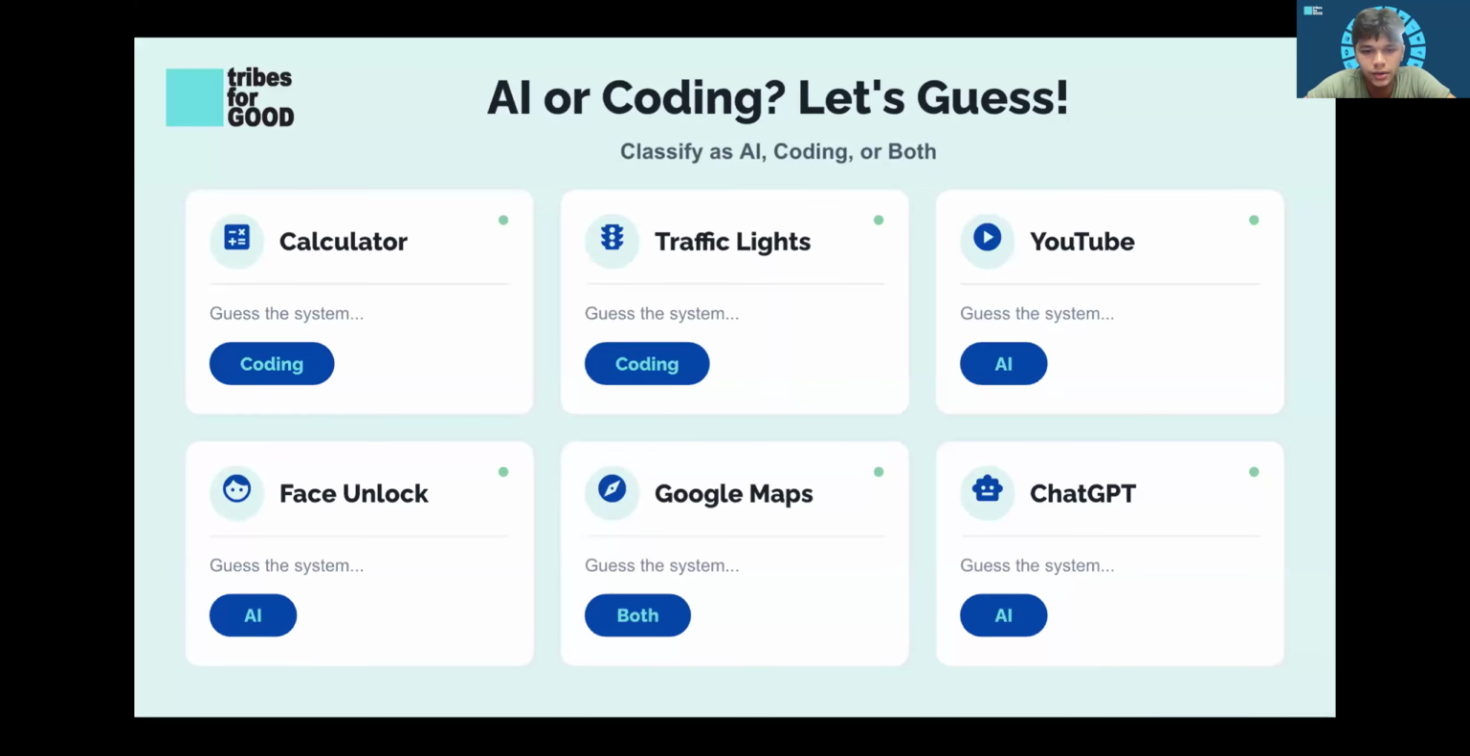So this is AI or coding. It's kind of a game, but it's informative. So it's a fun fact. So calculator, I told you just in the last slide. So calculator is just coding. Then traffic lights. Traffic lights is also just coding. It's done by humans only. Time to time, that coding is changed by humans depending on the traffic.